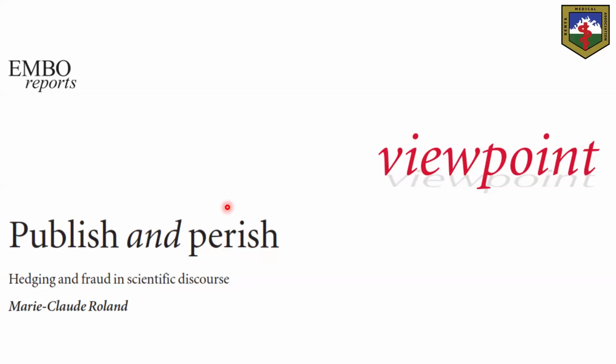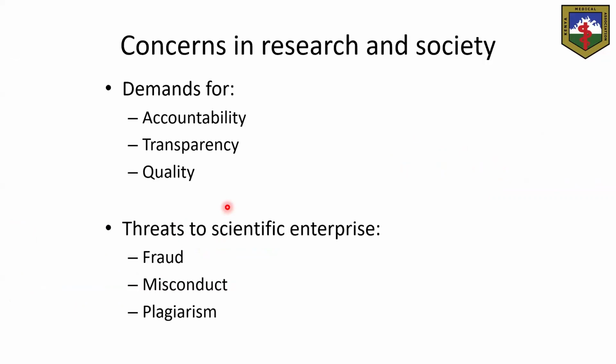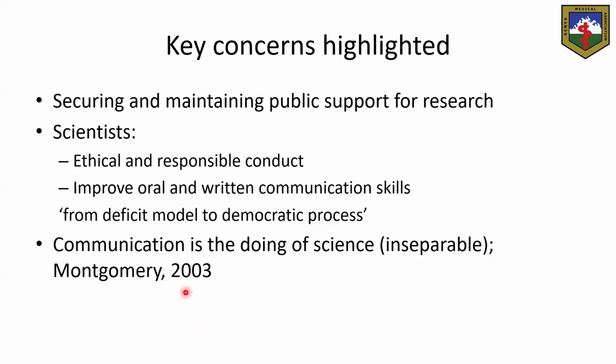And you've seen some papers that were retracted from very high-end journals such as The Lancet during the COVID pandemic, just because some people quickly rushed to publish data which lacked integrity, and some of it was just made up. Why are these concerns in research and generally in society? Because there is demand for quality, accountability, transparency, and some of the biggest threats to the scientific enterprise, and the discovery of new treatments, are things to do with fraud, misconduct, and plagiarism, which we're now just going to have a bit of a discussion about.